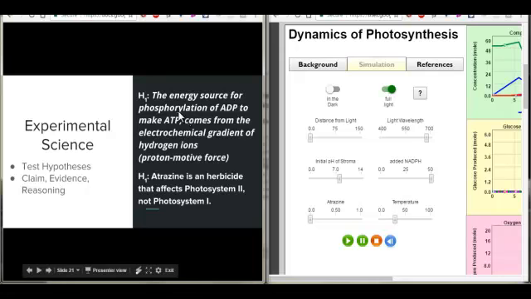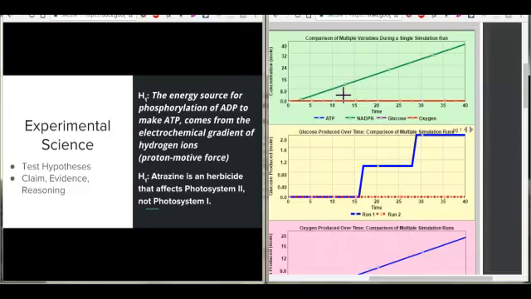They could test the hypothesis that the energy source for the phosphorylation of ADP to ATP comes from the electrochemical gradient of hydrogen ions, and they could adjust the pH to test that idea. They could also test the idea that atrazine is an herbicide that affects photosystem 2, not photosystem 1. I will even have students do claim, evidence, reasoning, where they write a hypothesis and make a little mini poster of the results based off of simulations.